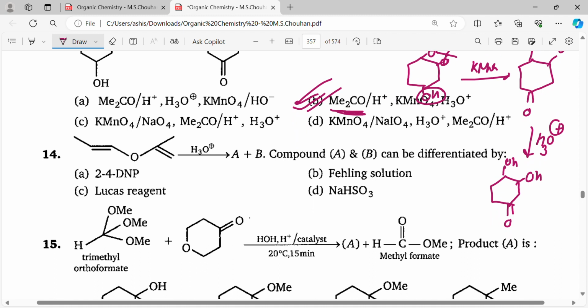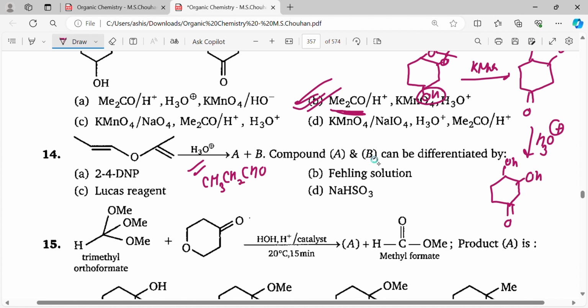Next one is question 14. Compound A and B can be differentiated by. Now first of all we have to know what are compound A and compound B, so we can understand what we are doing. We are doing hydrolysis. If we do hydrolysis of ether, and that is a type of ether, then when we do hydrolysis of this ether, we will get two compounds.